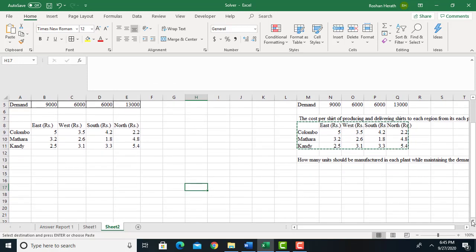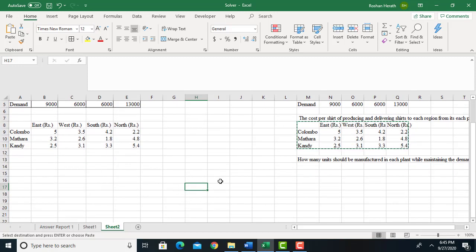Then you need to decide how many units must be produced in each plant while maintaining the demand. Therefore you need to have a structure like this. You have 3 plants and you are distributing to each of the regions.